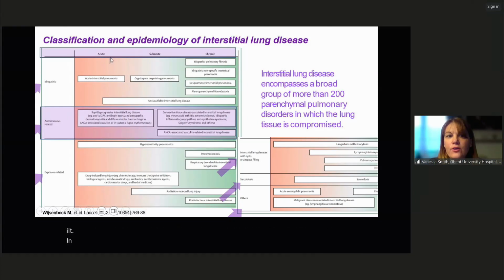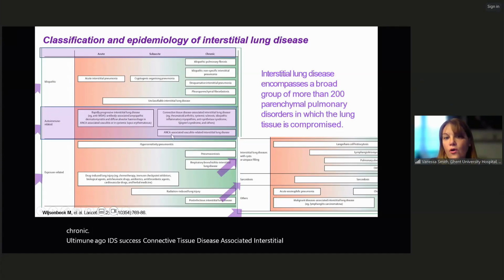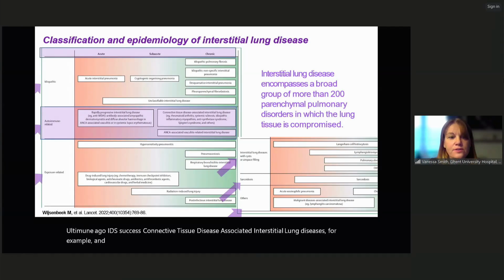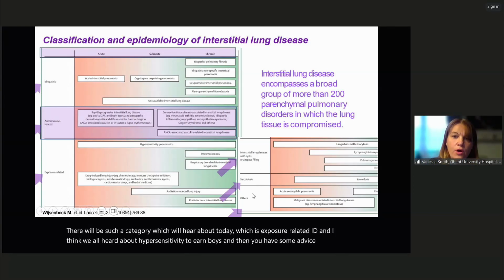which may have an acute behavior, such as rapidly progressive interstitial lung disease, for example, in anti-MDA5 associated amyopathic dermatomyositis, or a diffuse alveolar hemorrhage in ANCA-associated vasculitis or in lupus. And you have some chronic autoimmune-related ILDs, such as connective tissue disease-associated interstitial lung disease, for example, in rheumatoid arthritis, or ANCA-associated vasculitis-related interstitial lung disease. There's also a category which we will hear about today, which is exposure-related ILD, and I think we all heard about hypersensitivity pneumonitis. And then you have some other categories: interstitial lung disease with cysts, sarcoidosis, or others.